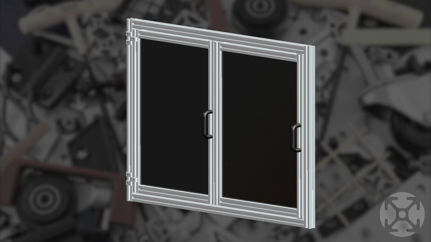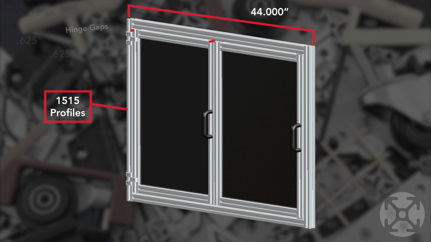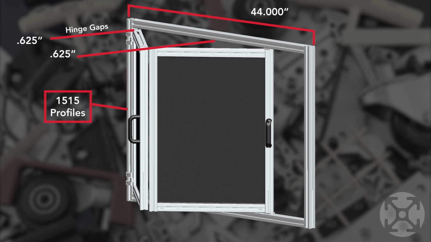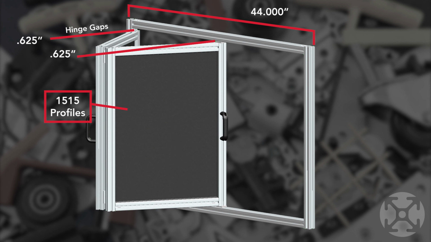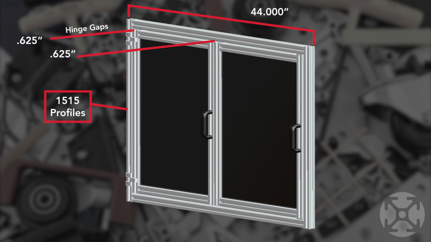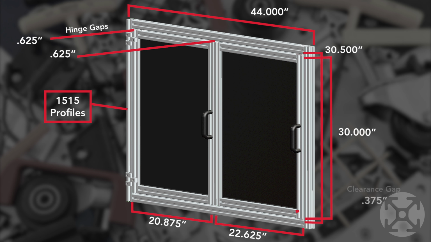The first step is to select your profile for the door, which is typically the same as the frame. Then determine the opening width of the door and choose the hinge type you want to use. Next, you'll find the standard gap between profiles when using that hinge. And lastly, choose the total width for each inside door minus the hinge and clearance gaps.